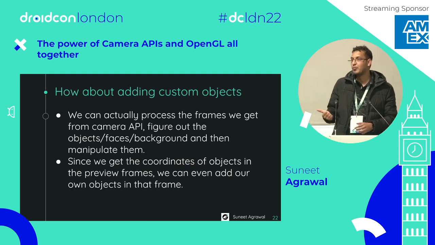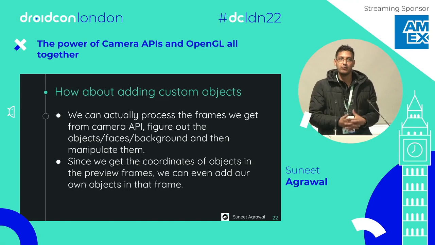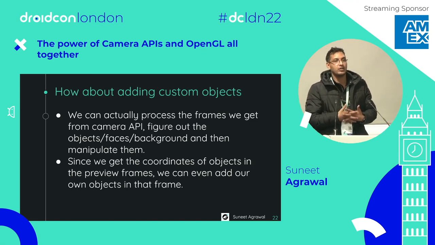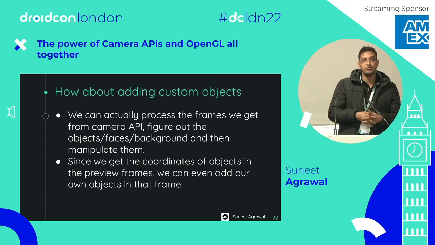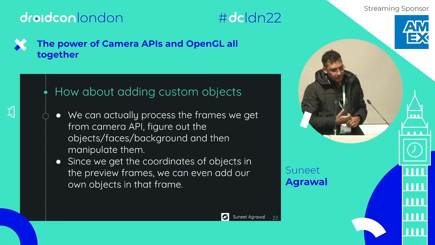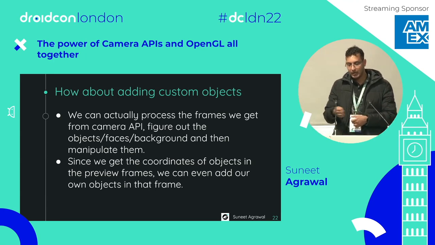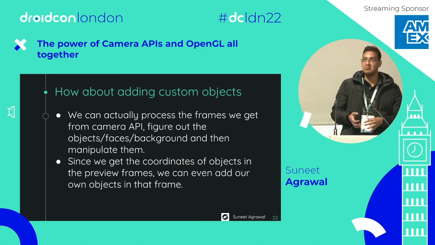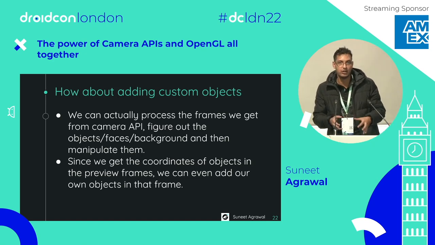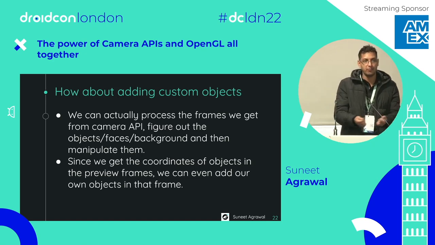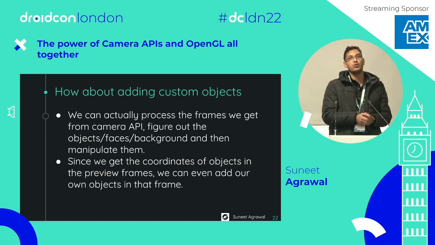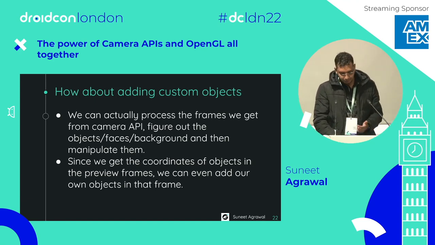But definitely we can figure out the background, we can figure out the objects in the image, we can process the face, we can do any kind of manipulation in terms of adding the object, right? Since we get the coordinates of the object in the preview frame, we can add our object in that particular frame as well. So maybe I want to add a table on this. I'll show you the real life examples, but yes, I can add a particular object on all the camera frames. Along with the limitations, you can achieve all these things.